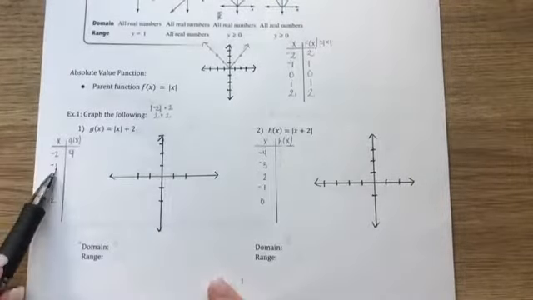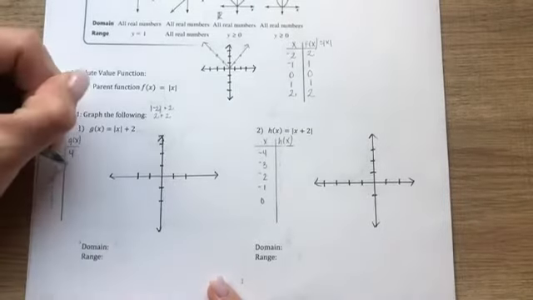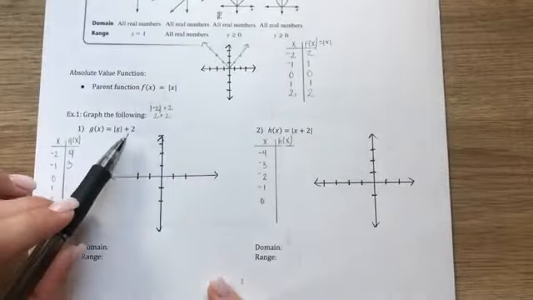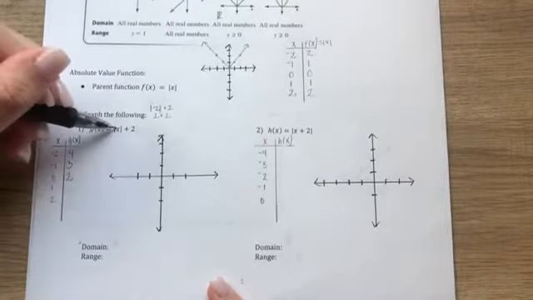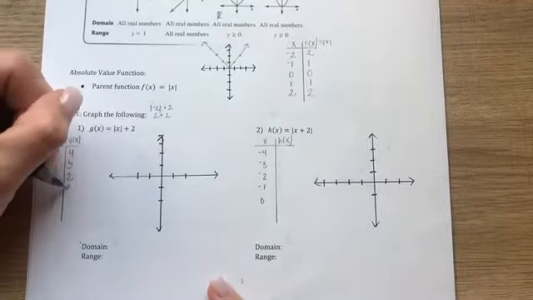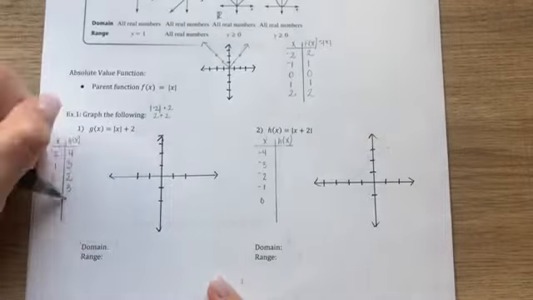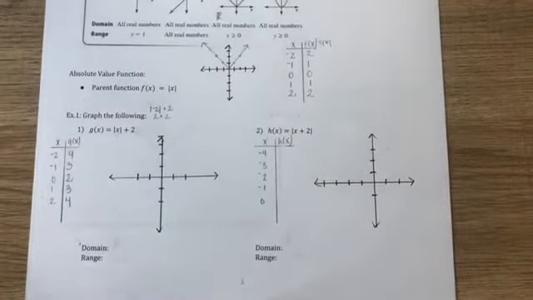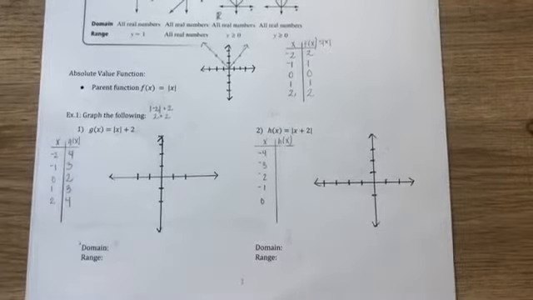So when x equals -1, the absolute value of that is +1, plus 2 is 3. When x equals 0, absolute value of 0 is 0, plus 2 is 2. When x equals 1, absolute value of 1 is 1, plus 2 is 3. When x equals 2, absolute value of 2 is 2, plus 2 is 4. So now I have 5 points that I can graph. You really do want to get at least 5 points for an absolute value graph. It just makes it look a lot cleaner.